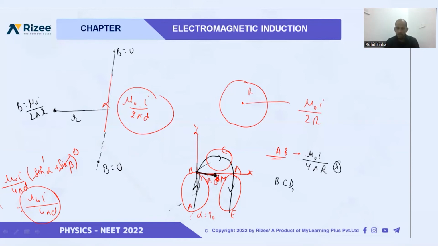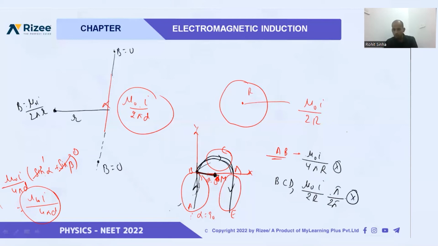for this, you can see here BCD. You can write like this, mu naught I by 2r, and like this theta. Theta is pi by 2 pi. Okay, and its direction is, if you curl your forefinger in this direction, you can see your thumb is pointing inward. If you curl your forefinger in this direction, your thumb is pointing inward. That is cross here also.